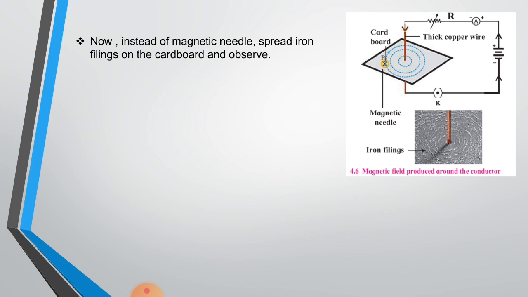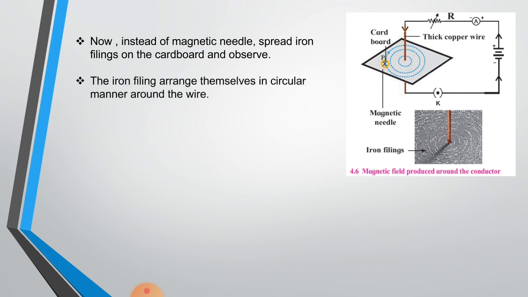Okay, deflection which means what? The change in the direction of current. Okay, if it is in the same direction then it will go in the opposite direction. Here you will see the two different directions. Yes. Now, instead of the magnetic needle, spread iron filings on the cardboard and observe.